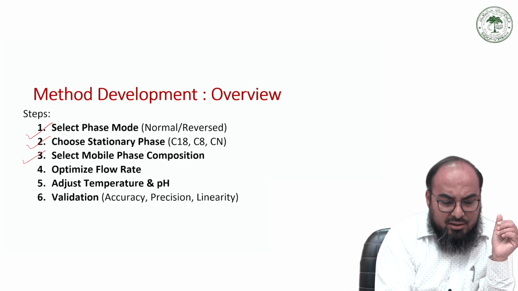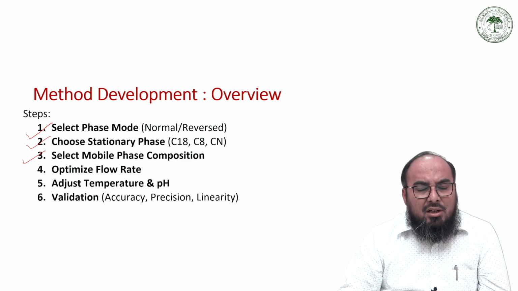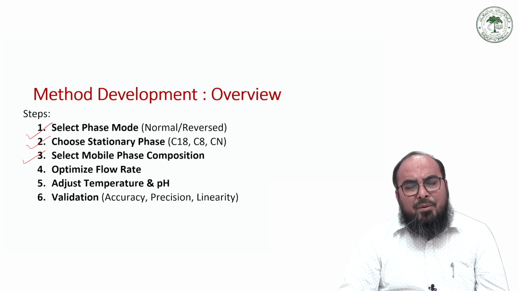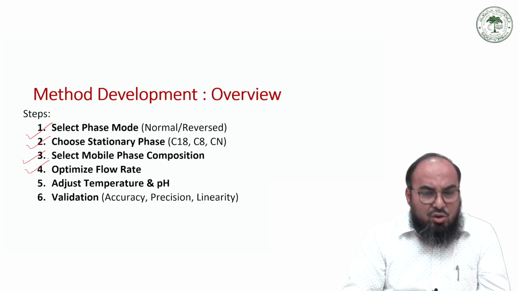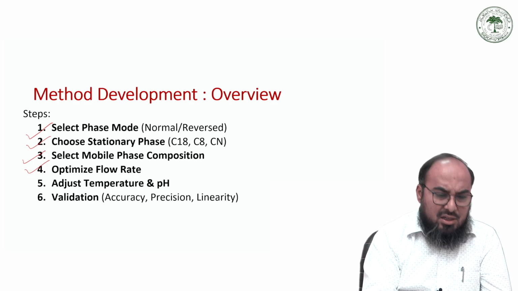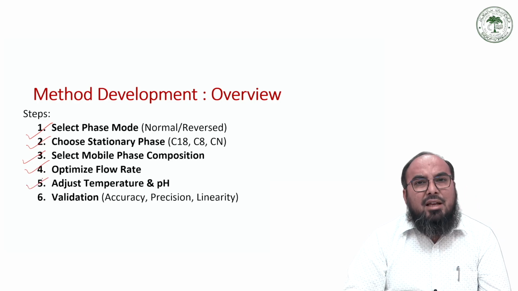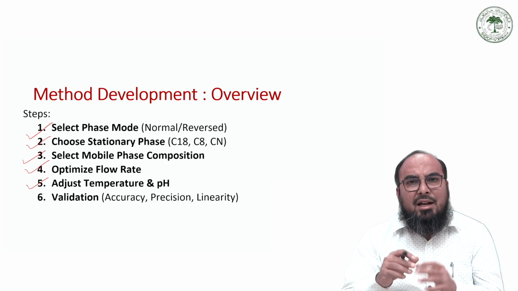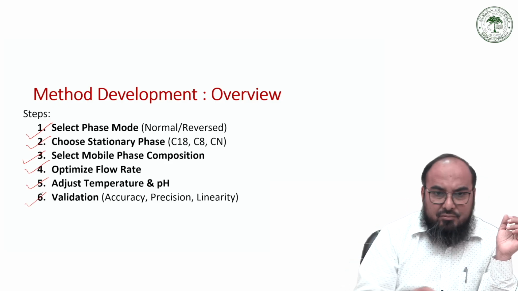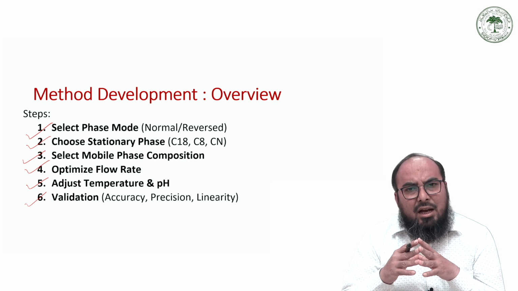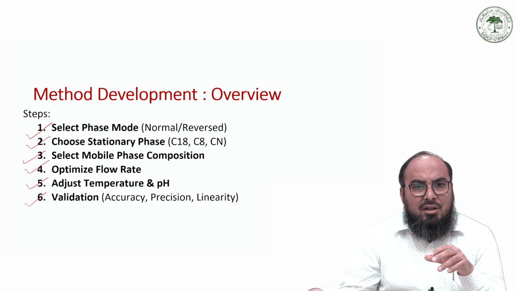So we have to select the mobile phase composition, then we have to adjust our flow rate to an optimum value, again following the Van Deemter equation. Then we have to adjust the temperature, because temperature is also important in deciding the viscosity, and also the pH. Then we have to validate in terms of accuracy, precision, and linearity. We have already covered these topics while we were discussing elution and GC in detail.